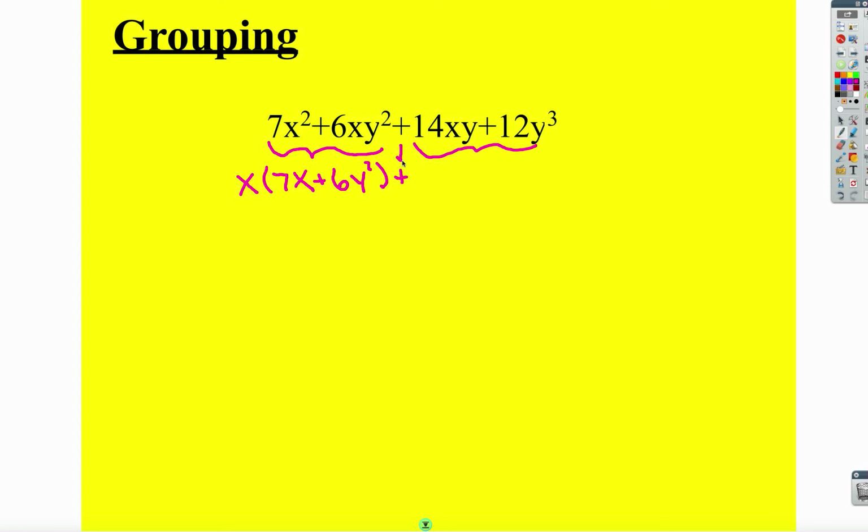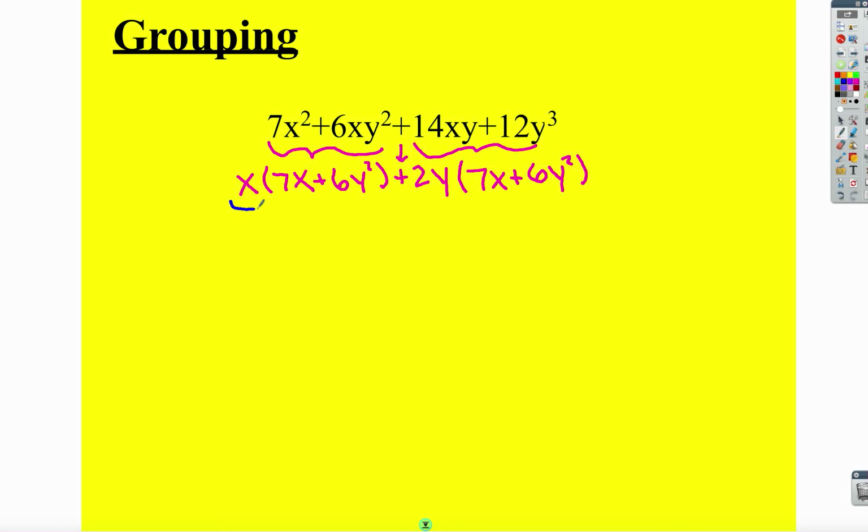Bring that plus sign down there. So they have a 2 in common, and it looks like they both have a y in common. So I factor out 2y, which was the greatest common factor of these two terms, and then that gives me 7x plus 6y squared. And so something ideal has happened here. This is not factored. I want to point this out. This is not factored. This is that first step in factoring.